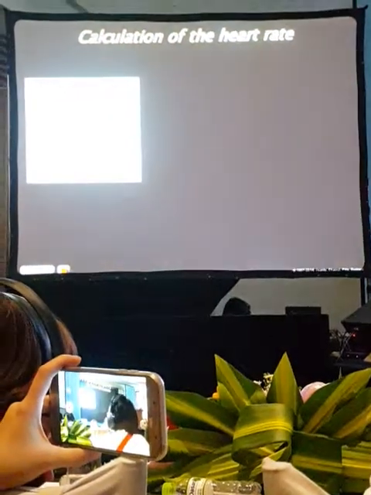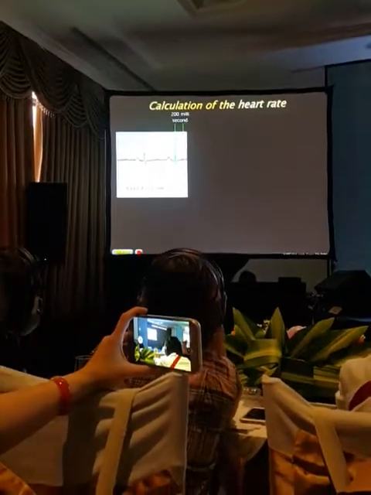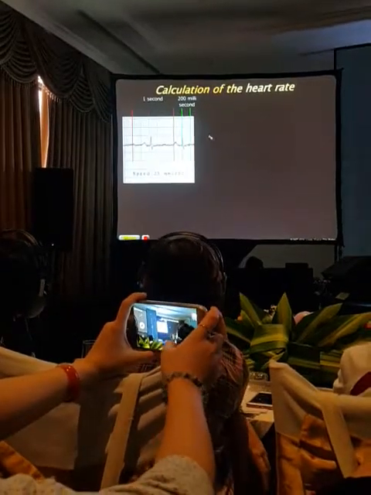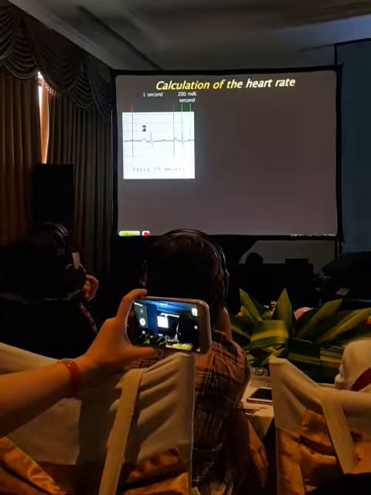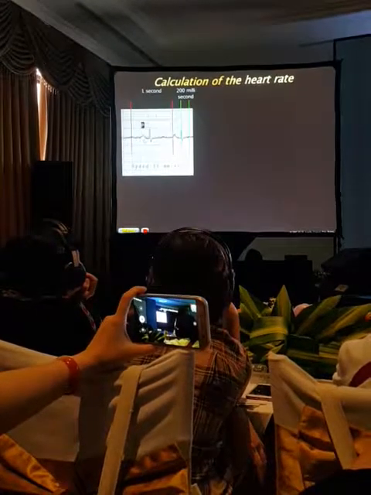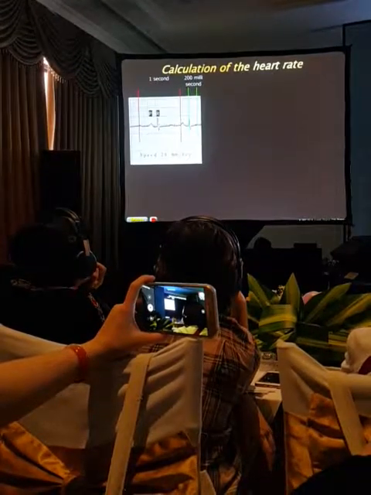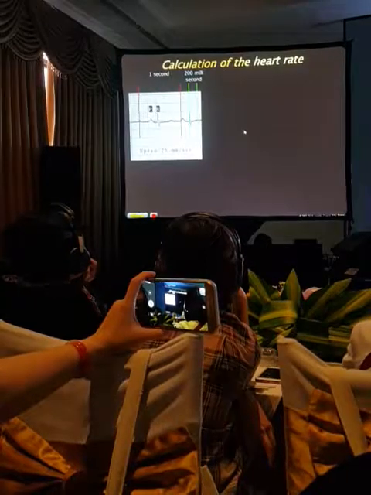Now, this is an EKG, and you remember that in EKG, the distance between two big red lines here is 200 milliseconds. Now, 5 big red lines is 1 second. This on the EKG tracing is called the P wave, and this is the QRS, which is abbreviated to R because 3 letters is too long to pronounce.